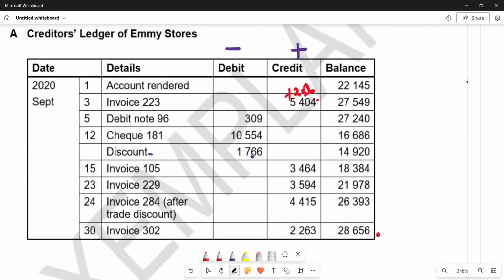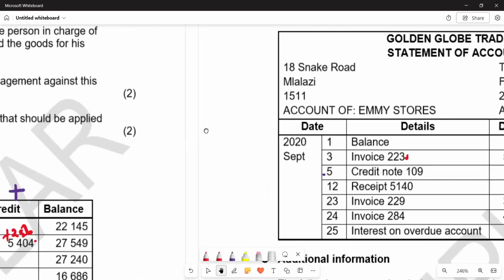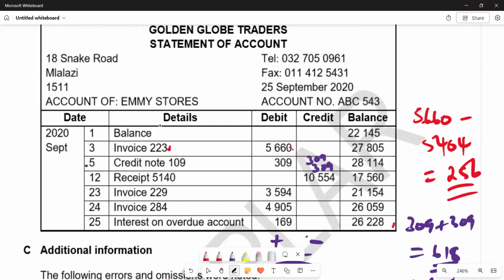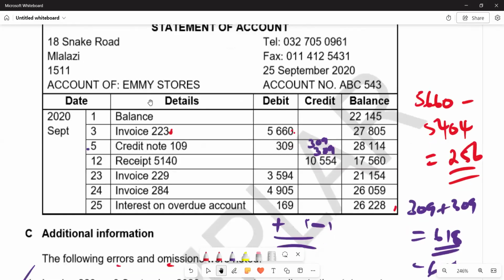Then we go to the statement. On the statement, we are not having the 1,766. So we need to enter it in the reconciliation because it was omitted. In other words, it's an omission on the statement. So 1,766 is a discount. When it's a discount, it comes on the credit to reduce the amount on the debit that we owe Golden Globe Traders. So it's supposed to come on the credit here as a discount. By entering on the credit, we know that it's a minus. So we're going to say minus 1,766.